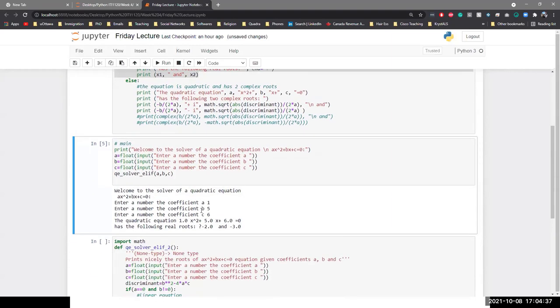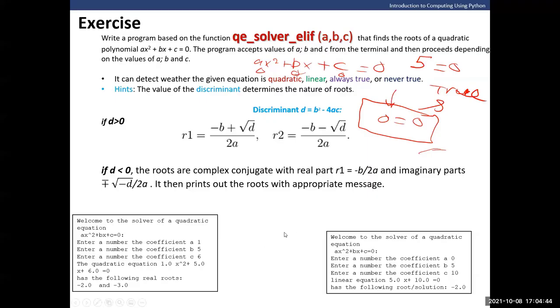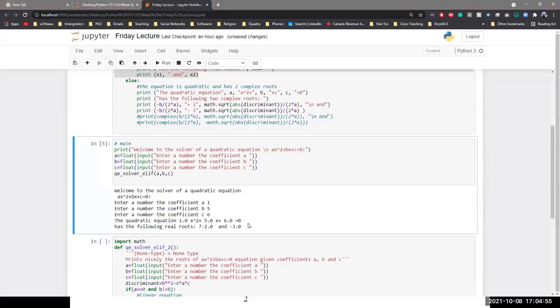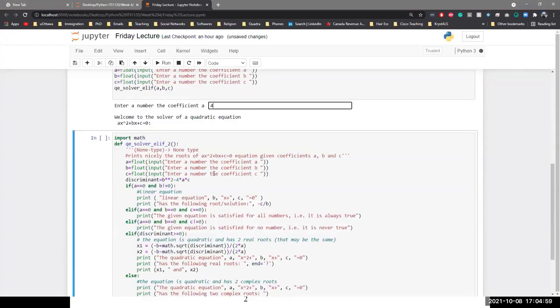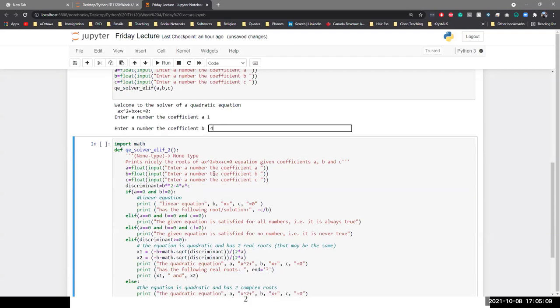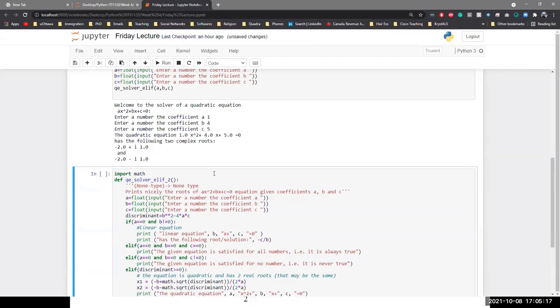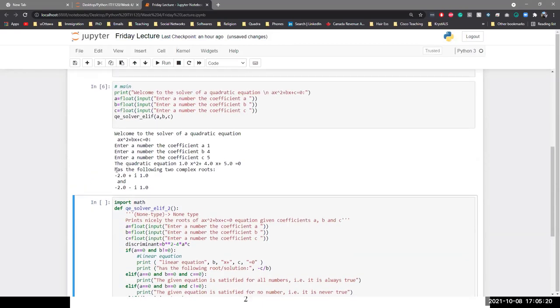Now let's enter the case of having complex roots. Okay, let me remember that case. So A equal to 1, B equal to 4, and C equal to 5. So as you can see, it's printing the quadratic equation equal to this, and has the following two complex roots, okay?